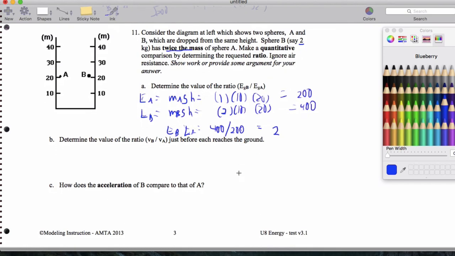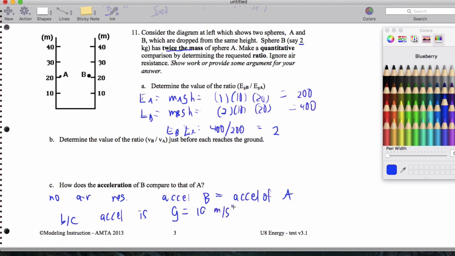Now, I'm going to do part C first, just to be clear. Since there is no air resistance, this means that the acceleration of B equals the acceleration of A, because the acceleration is just plain old g, which is 10 meters per second squared, because gravity is what's making it accelerate. So let's get the ratio of the speeds just before each hits the ground.